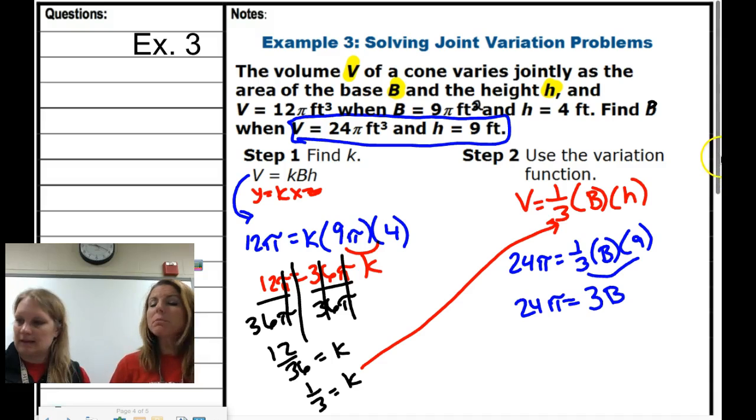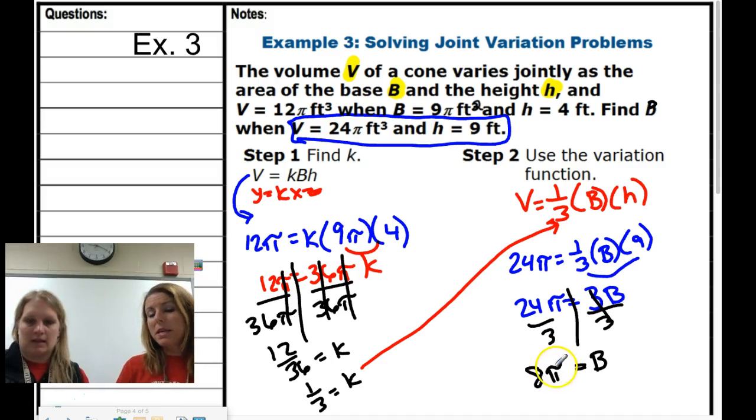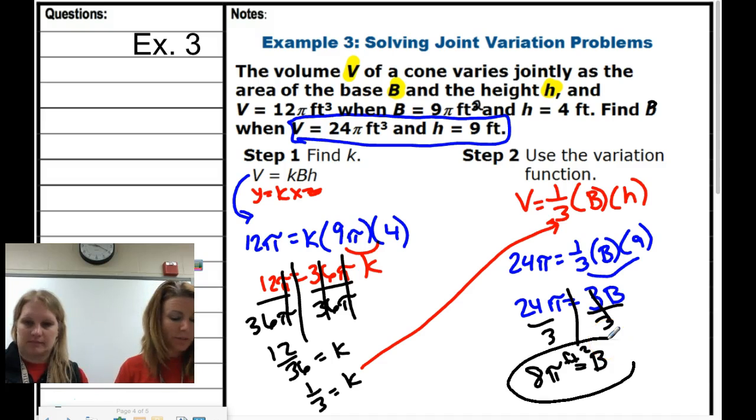Still do not plug pi into your calculator. Just leave it in pi. Your answer is going to be in terms of pi. So it cancels. We get B equals 8 pi. And what would our unit be if big B is area of the base? Well, since it's an area, it would be feet squared. Exactly. And now we're done.